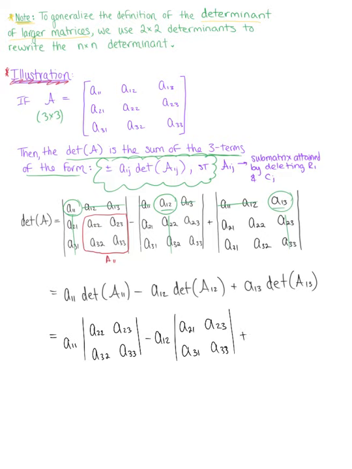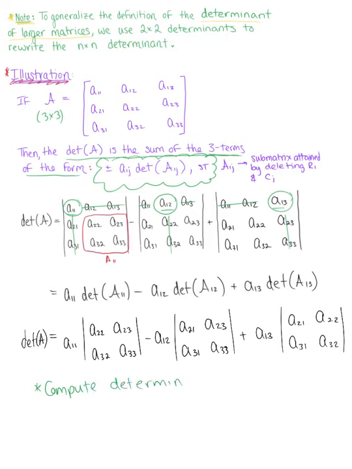And last but not least, this is plus the entry in the first row, third column, multiplied by the determinant of the 2 by 2 matrix A sub 2, 1, A sub 2, 2, A sub 3, 1, A sub 3, 2. And so this is the determinant of the 3 by 3 matrix A. To find the exact value here, we would simply need to compute the determinant of the 2 by 2 matrices in each case.